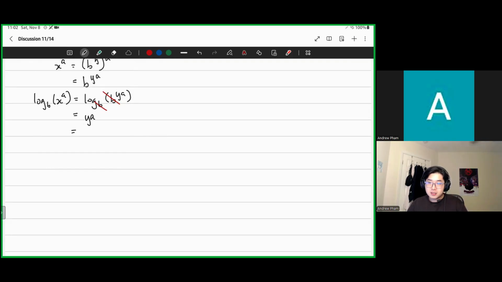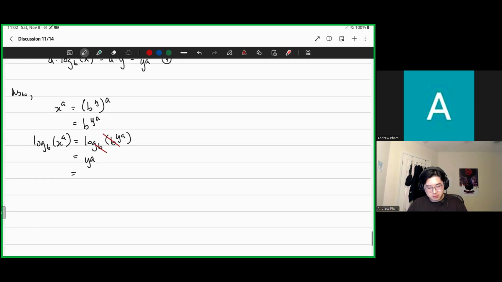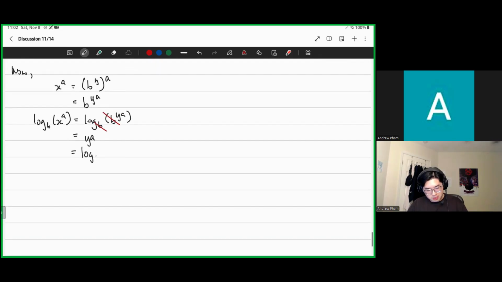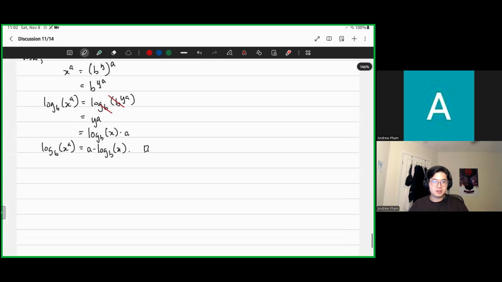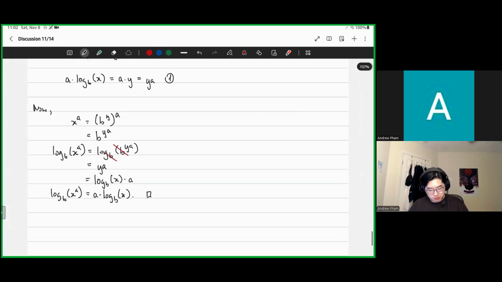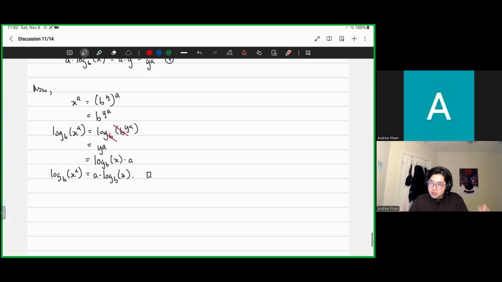But what is y? Y is simply just logarithm base b of x times a. And since these are just multiplication, I can put the a to the front, and I get a times logarithm base b of x. And we're done, right? The last line is exactly what we were trying to prove, and that is where indeed the formula for the power rule comes from.